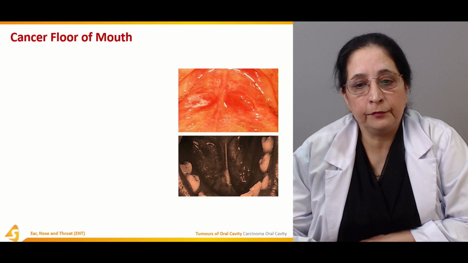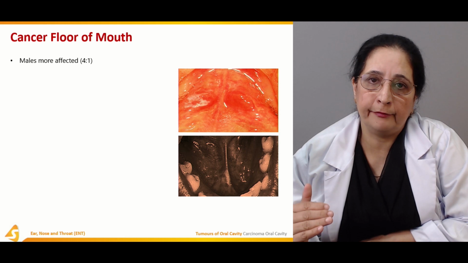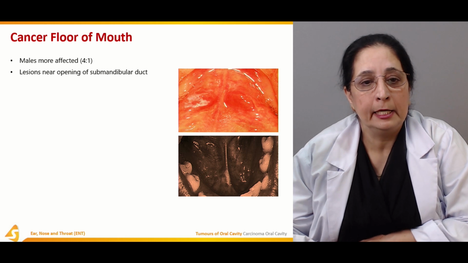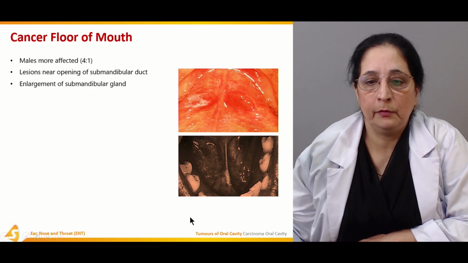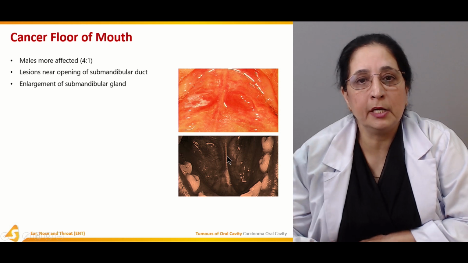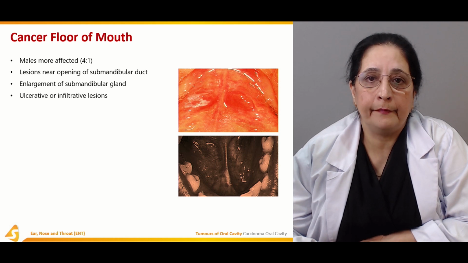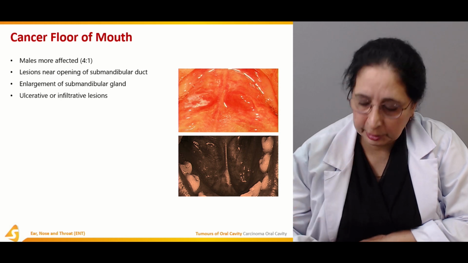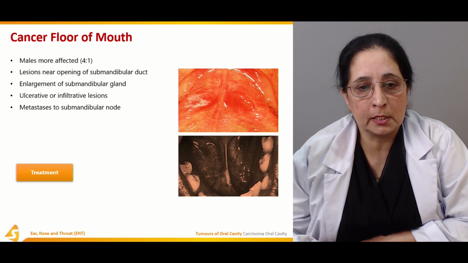Cancer of the floor of the mouth. Males are affected more. The ratio is a big difference, 4:1. So 4 males to 1 female are affected. Lesions usually occur near the opening of the submandibular duct. This is the floor of the mouth, submandibular. Enlargement of submandibular glands occurs. Ulcerative or infiltrative type. So ulcers may be formed or it may be infiltrative, penetrating deep. Metastasis to submandibular lymph nodes occurs.